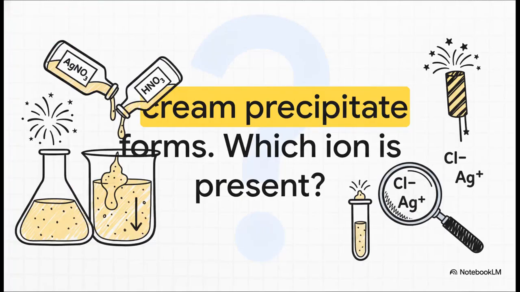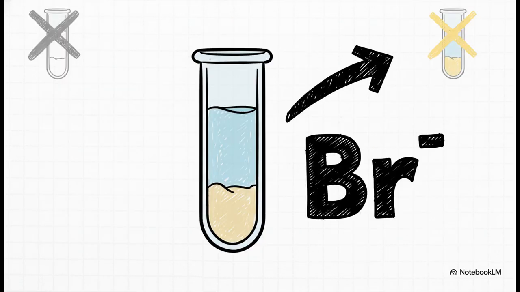Okay, here's the setup. A scientist adds 2 chemicals, silver nitrate and nitric acid, to a sample from the firework. Suddenly, a cream-colored solid appears. That solid is called a precipitate, and its specific color is the big clue here. It points to a particular type of ion. And for this test, the mark scheme is crystal clear. A cream precipitate means one thing and one thing only. You've got bromide ions, or Br-. If it had been a white solid, it would be chloride, yellow would be iodide. But for cream, it's got to be bromide.